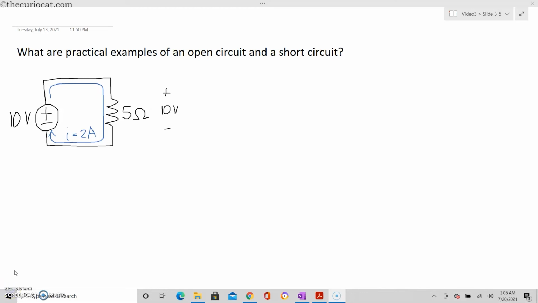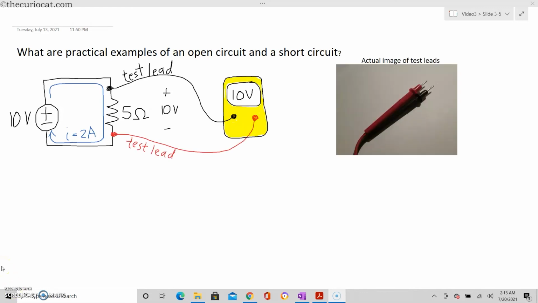Let's measure the voltage first. To measure the voltage, you use a device known as a voltmeter. The voltmeter has 2 prongs. One prong you tap to the top of the resistor, and the other prong you tap to the bottom of the resistor. Using the voltmeter in this way, the voltmeter will read 10 volts. This means that the voltmeter did not disturb the voltage across the 5 ohm resistor.